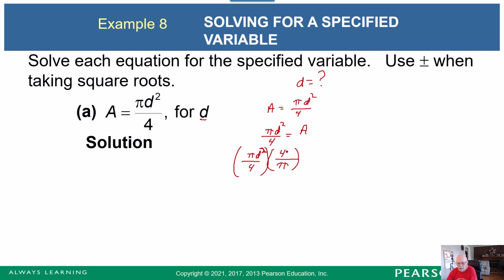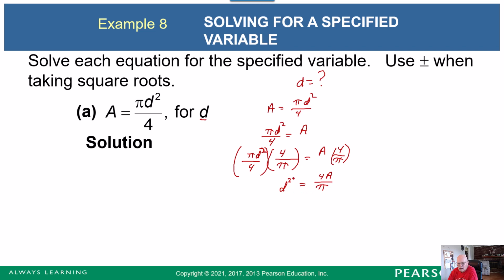Now if I'm multiplying by 4 over pi on the left, what do I have to do on the right? Well, I'll have to do the same thing: 4 over pi times the area. Okay, things get a little bit cleaner, temporarily at least. The pi's cancel, the 4's cancel. I've got d squared. I'm in good shape, just like the x squared I had earlier. On the right side, I've got 4a over pi.